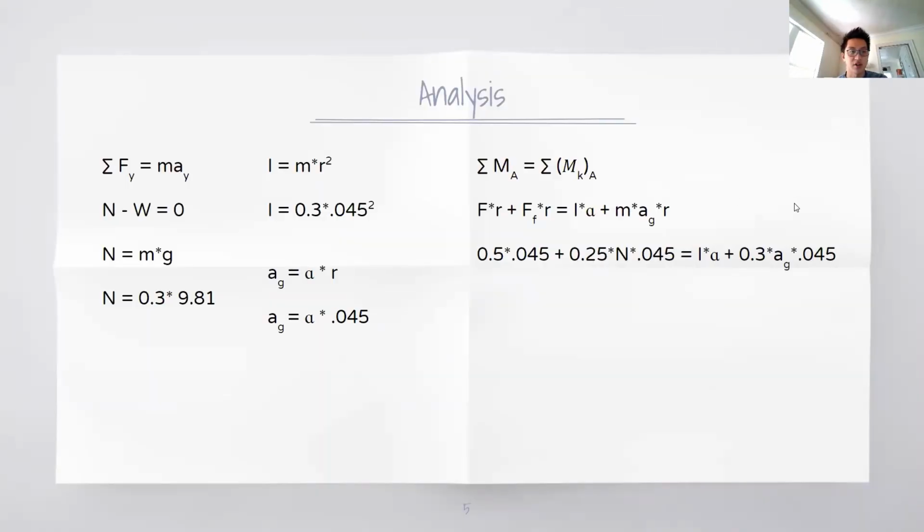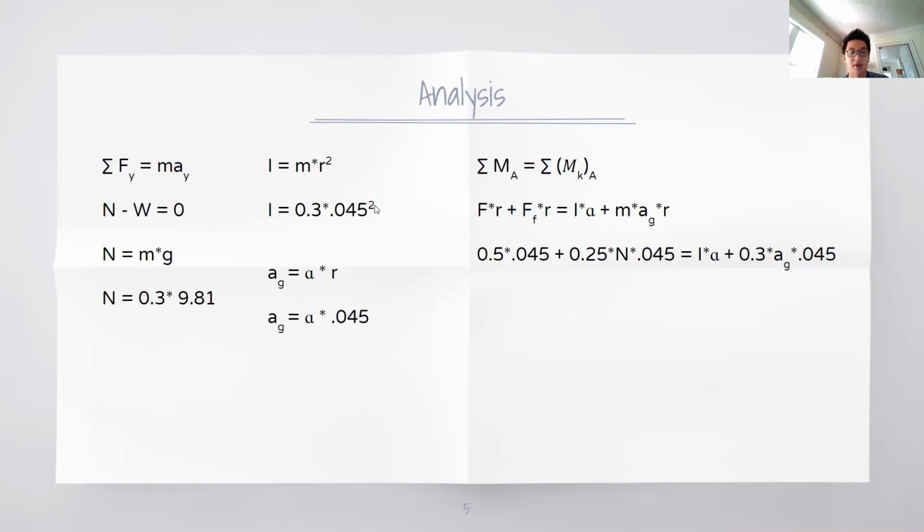So here is our analysis. We have the sum of forces in the y equals mass times acceleration in the y direction. We know that acceleration in the y direction is 0 for this problem. So we just have our normal force minus our weight. So our normal force equals our mass times gravity. So 0.3 kilograms times 9.81 meters per second squared.